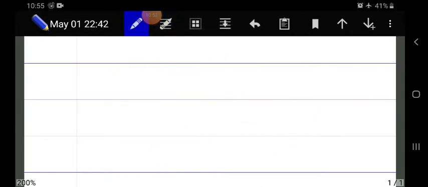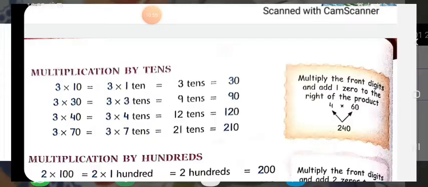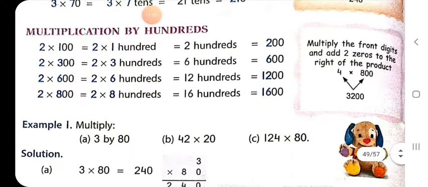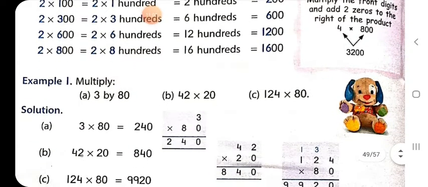Now let's start with the next. In this, what we have to do is multiply a one digit number with a two digit number. As in example 1, you can see in part A, 3 multiply 80 is here, and in part B we have 42 multiply by 20. Just keep these two parts in your mind.